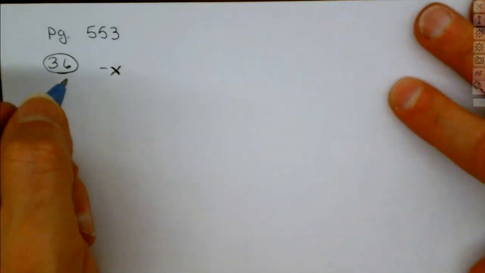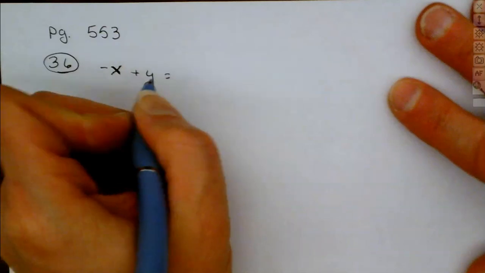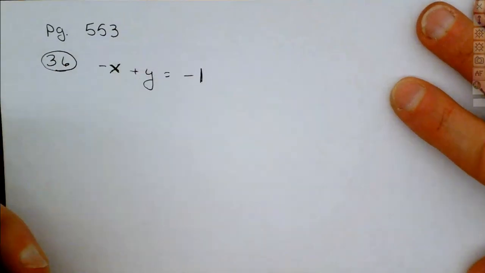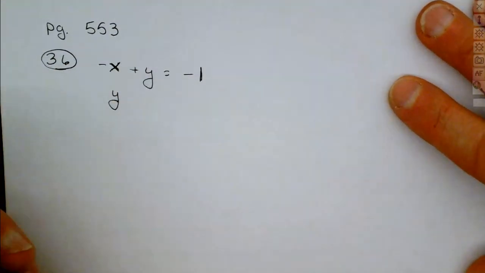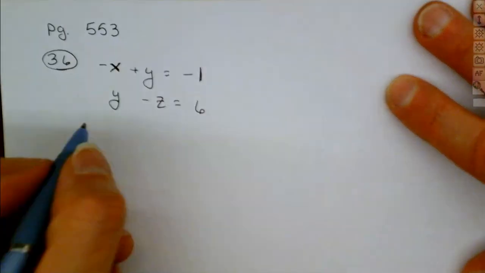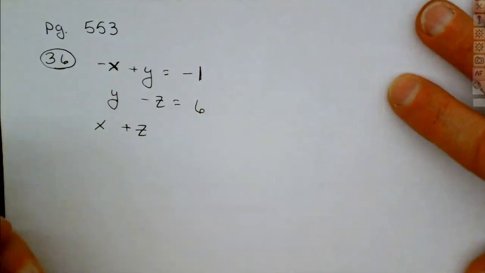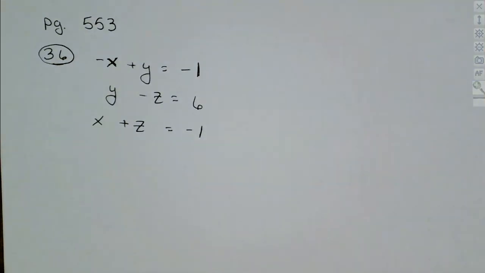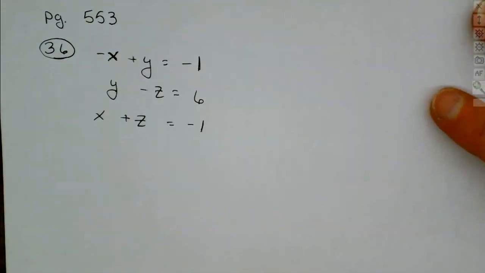So we're going to use Gauss-Jordan. And we're going to rewrite this in what's called a matrix, because Gauss-Jordan uses a matrix. We'll talk about what that is here in just a moment. 36, we have a minus z equals 6. And then we've got x plus z equals -1. Okay, so this is a system, and we're going to solve this with Gauss-Jordan.